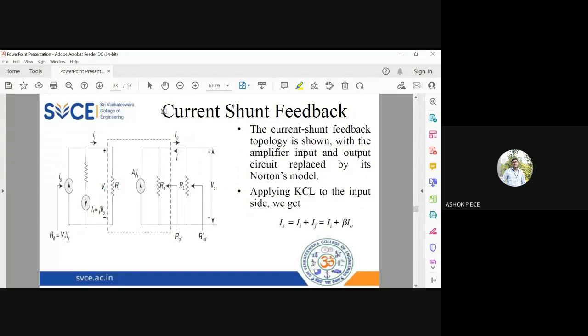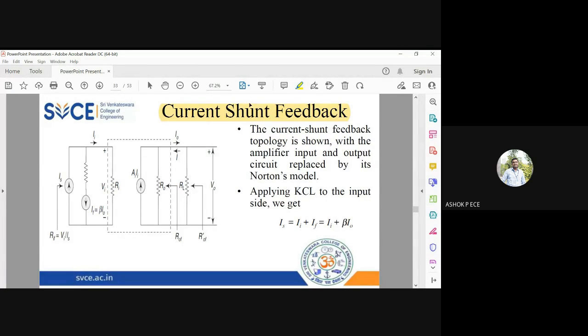Now, current shunt feedback. On the output side, you will see the term current, so current source. On the input side, you see the term shunt. So definitely you will be having a current source at the input side also. It's clear from the name: current shunt, output input.